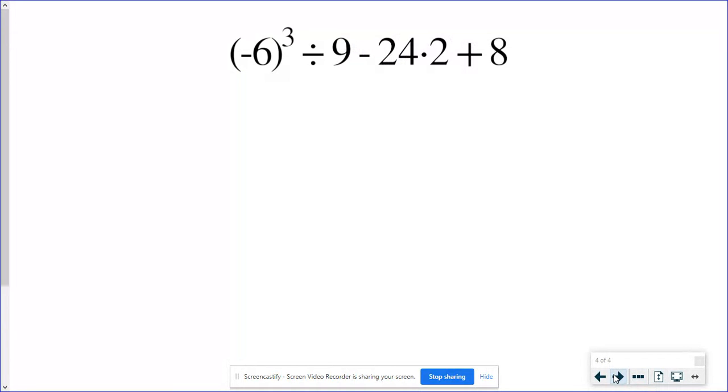And for our last problem today, again, lots of stuff going on here. -6 cubed. -6 times -6 times -6. 3 negatives, that's going to make it a negative. And 6 times 6 is 36. 36 times 6 is 216. So this is going to be -216. Let me just rewrite what we've got right now.